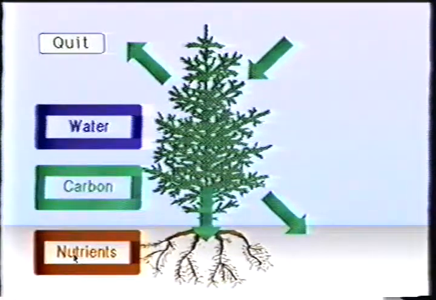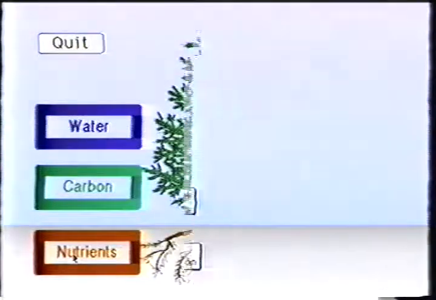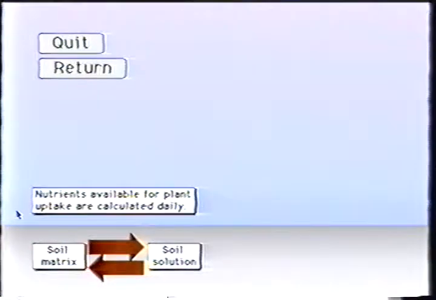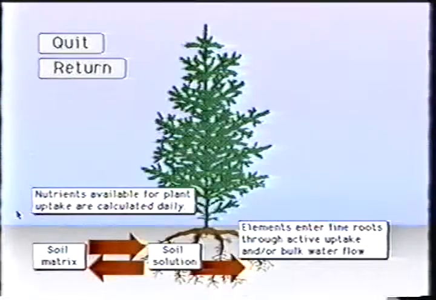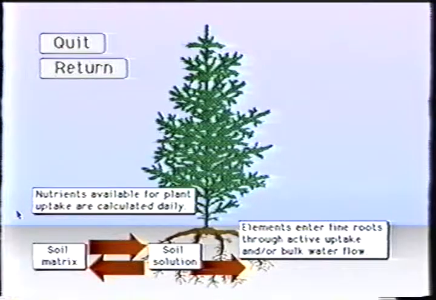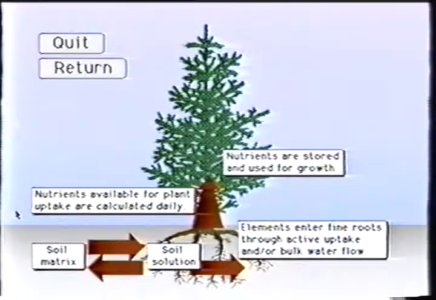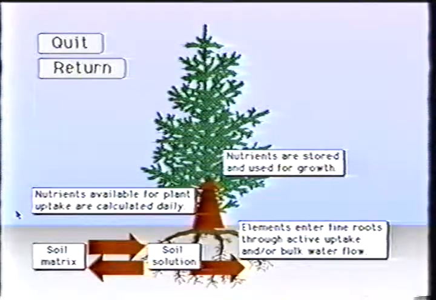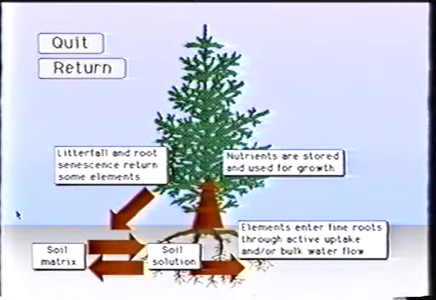Now the nutrient cycle. Nutrients available for plant uptake are calculated on a daily basis. Elements enter fine roots through active uptake and/or bulk water flow. Nutrients are stored and used for growth. Litterfall and root senescence return some elements to the soil.